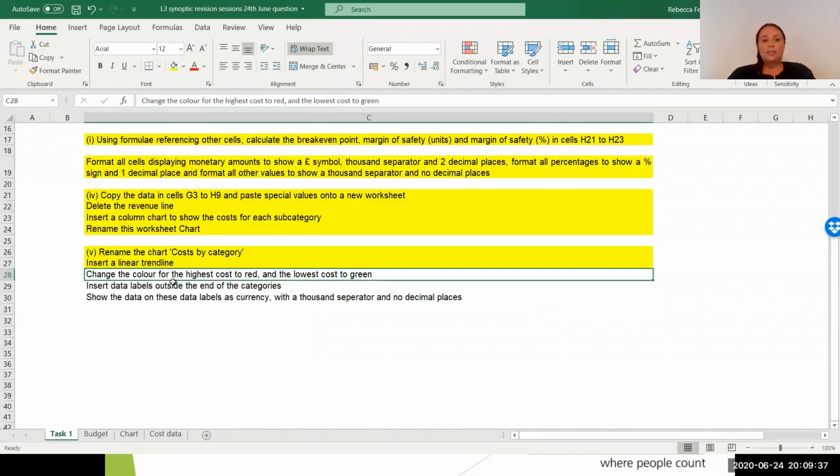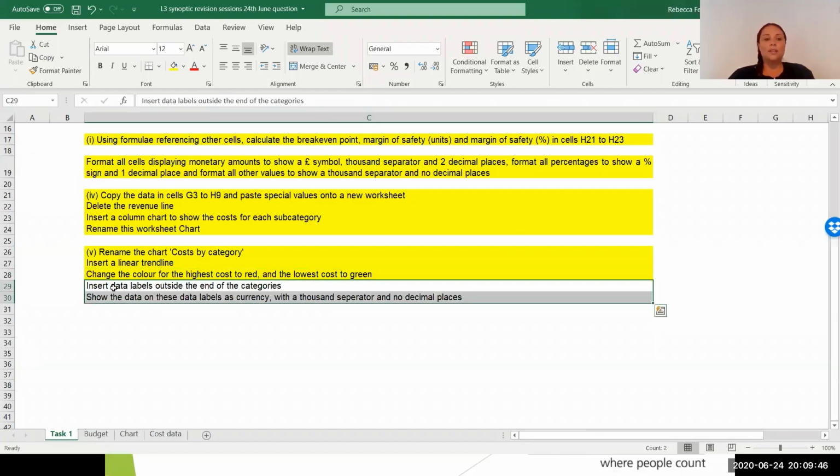Good. So change the colour of the highest cost to red and the lowest cost to green. So that's going to make that yellow. I've got 2 more things to do. So insert data labels outside the end of the categories.